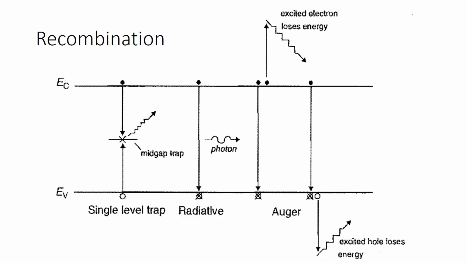Energy is given off as heat. The last form of recombination, although spelled like auger, is pronounced Auger recombination. Similar to radiative recombination, the electron drops down and fills the hole. However, instead of being released as light, the energy is transferred to either an electron at the conduction band or a hole at the valence band.